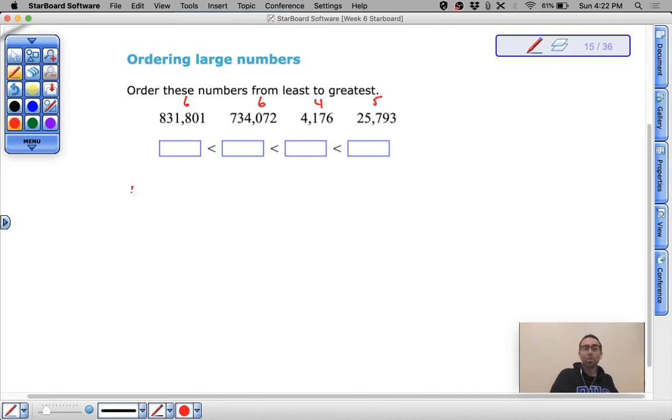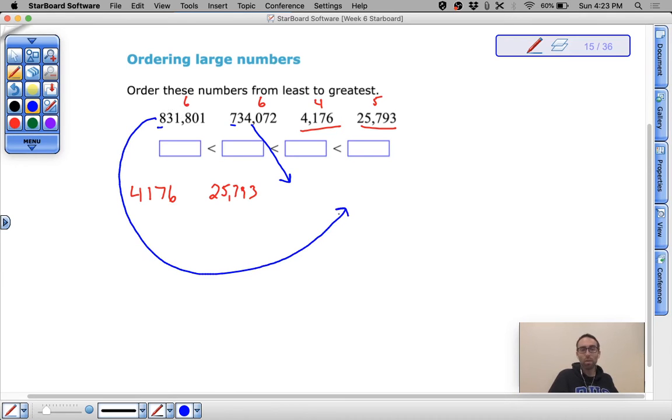So the 4,176 is going to come first. I'll just write that without the comma this time. My next smallest number has 5 digits in it, which is going to be 25,793. And now I'm working with these two numbers, 831,801 and 734,072. Now when I look at these numbers, the very first digit is an 8 and a 7, which means that this number is smaller, so I can move that one right down into third place. And my last number over here is going to come all the way over on the end into fourth place.